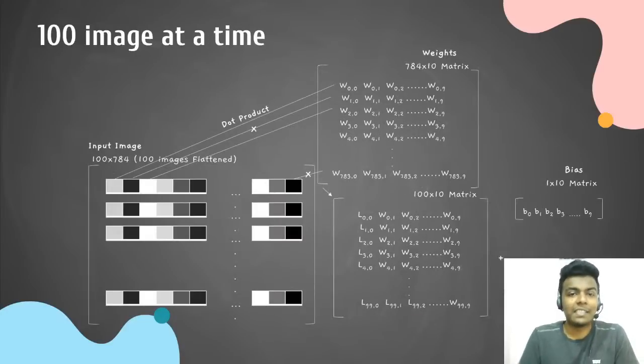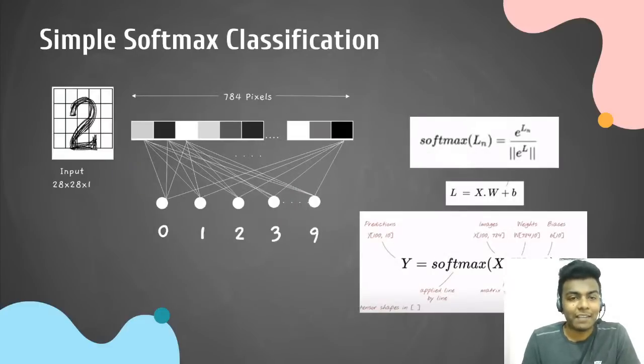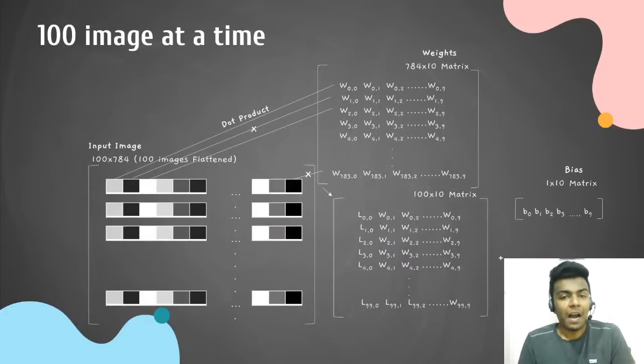Let us see this, guys. This is for 100 images. In the previous slide we saw only one image, 28 cross 28, whereas now this is for 100 images. You just forget about these parts, and see only this part.